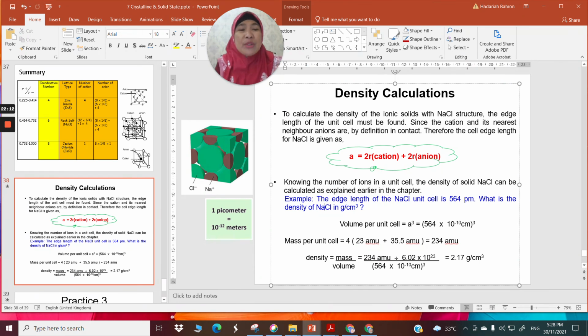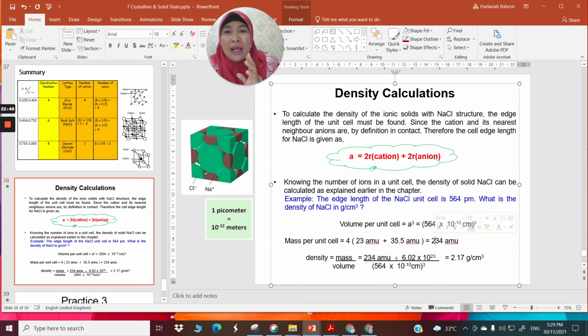So obviously your volume is very easy. 564 picometers is equal to 564 times 10 to the minus 10 centimeters. You cube that, you get the volume. For the mass, you know that there are 4 sodium and 4 chloride. So 4 sodium is 4 times 23 atomic mass units, and chloride is 4 times 35.5 atomic mass units. So the mass per unit cell is 234 atomic mass units.